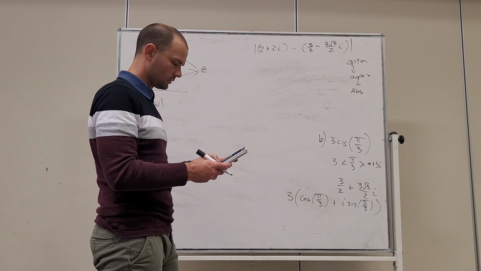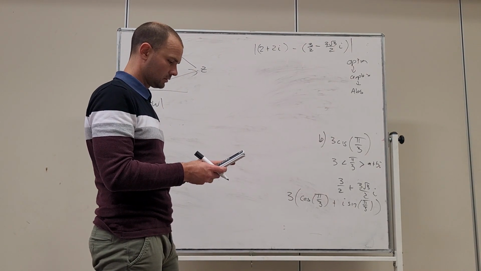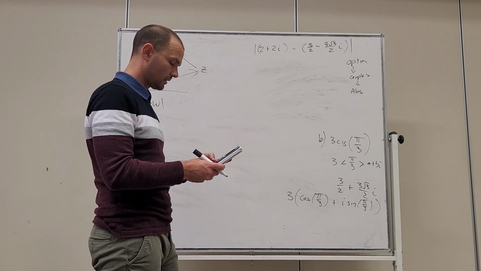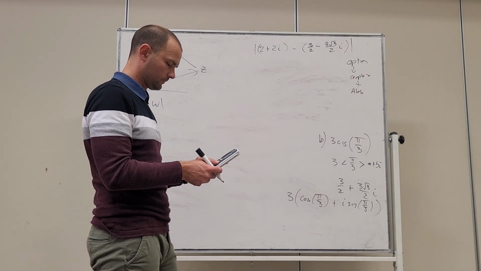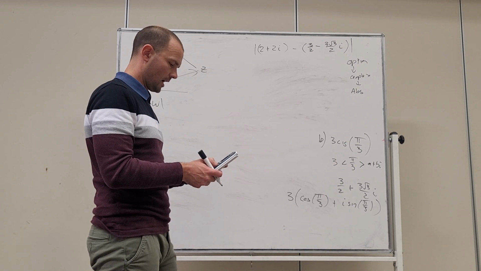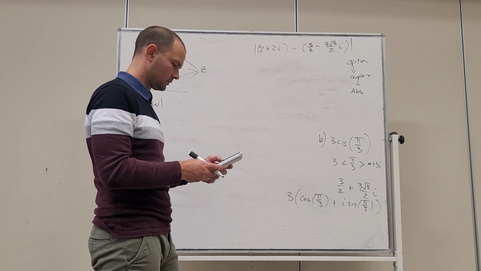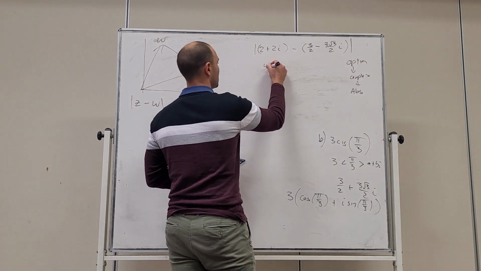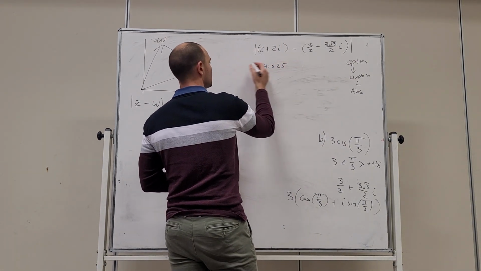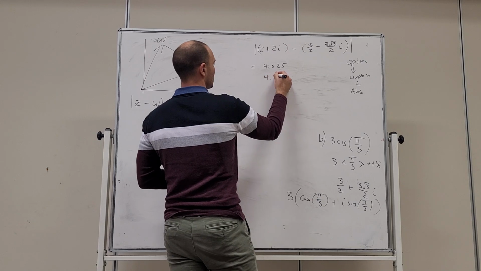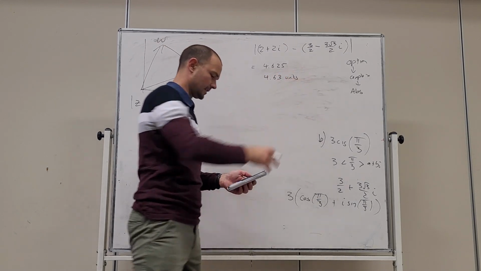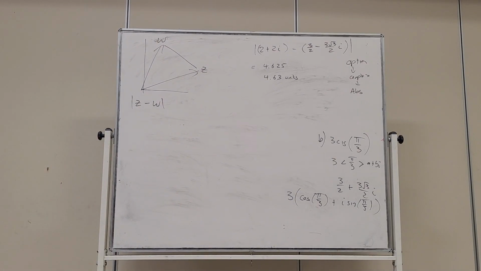3 on 2, take 3 root 3 on 2, pi. The answer is 4.625 units. We're talking about a distance. Very good.